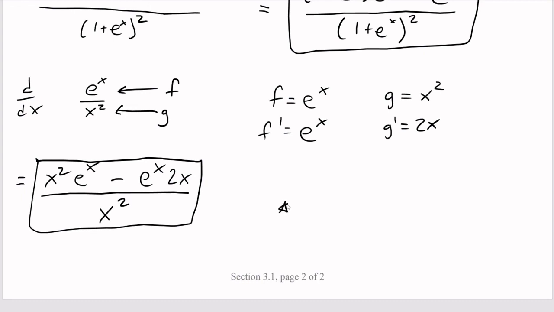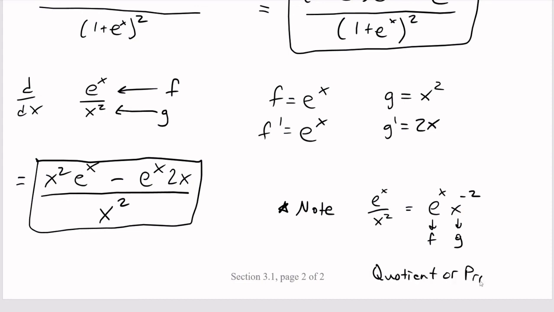I do want to make one note here that sometimes the quotient rule can be turned into the product rule. So watch this. This is actually e to the x, x to the negative 2, right? This is just the product rule. This is your f, this is your g. You can do the product rule here. You're going to end up with the same answer as over here. It might look different algebraically. You got to play around a little bit with that to simplify them into each other. But sometimes the quotient or product rule is doable.